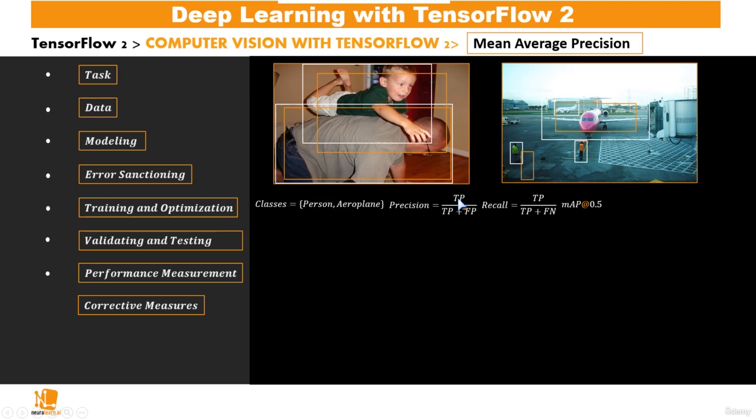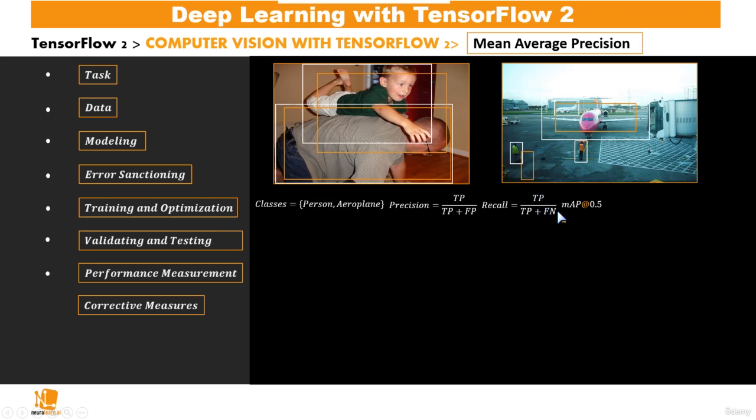Now, what's a true positive? A true positive is a prediction which is actually a correct prediction, like in this case, for example. Whereas a false positive is a prediction which isn't an actual prediction, or which doesn't surround any object correctly.